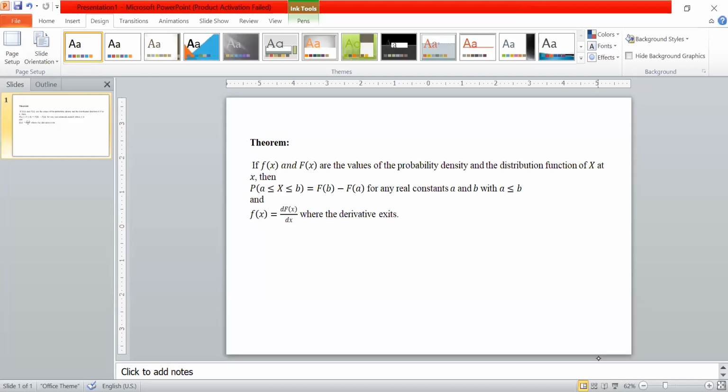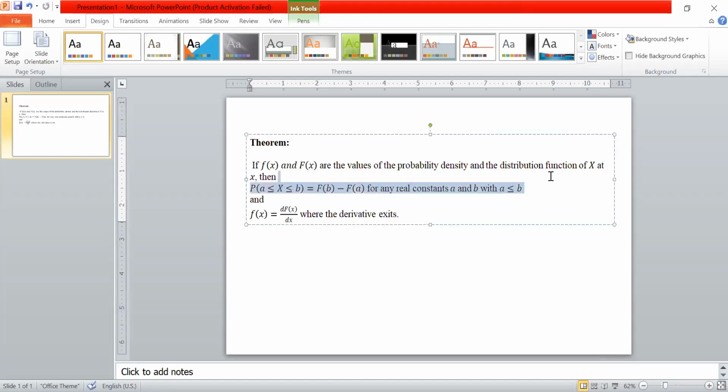Yes, ma'am. Okay, if simple fx and capital Fx are the values of the probability density and the distribution function of capital X at simple x, then the probability in between A and B can be written as Fb minus Fa for any real constants A and B with A less than or equal to B. So this is the example we discussed, right?